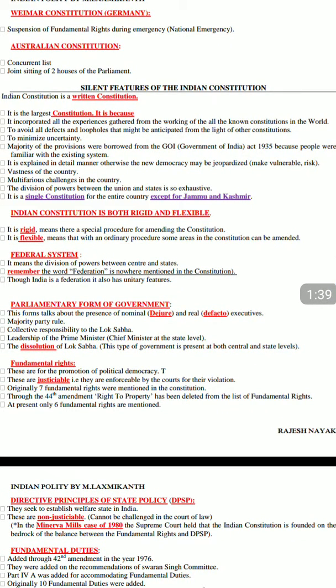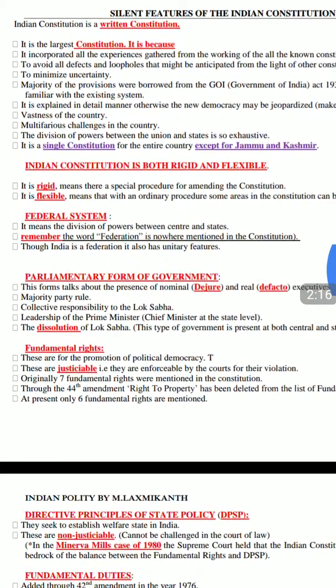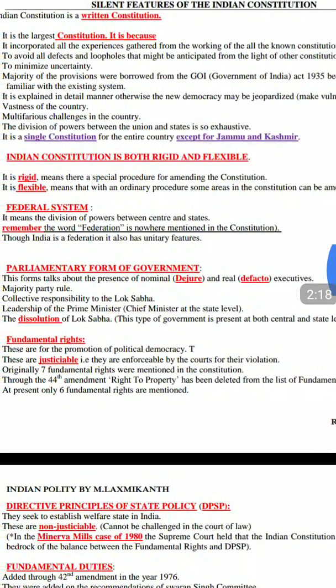So what type of constitution is our Indian Constitution? Our Indian Constitution is both rigid and flexible. It means that it can be amended and it can still be rigid in its original form. It is rigid means there is a special procedure for amending the constitution. For amending the constitution, we need a majority of both the houses, the Lok Sabha and the Rajya Sabha, before making changes in the constitution. And flexible means that with an ordinary procedure, some areas of the constitution can be amended.